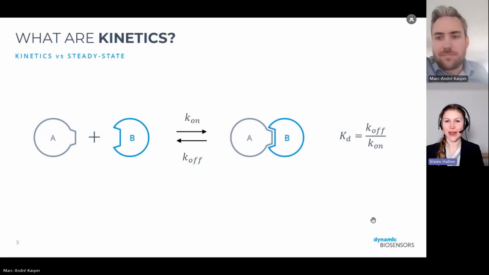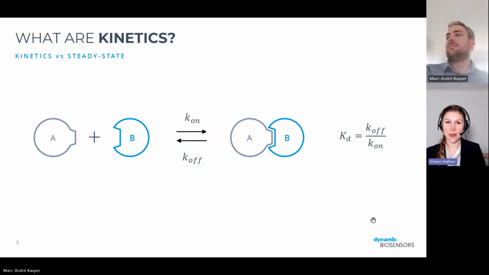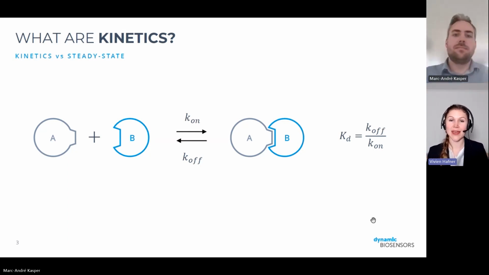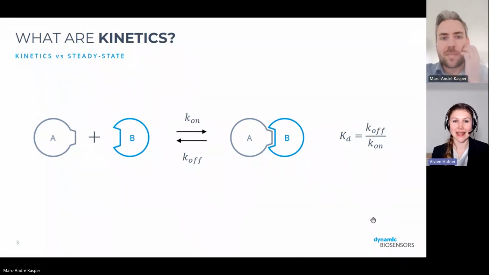For those of you who have never met Dynamic Biosensors, we are focusing on kinetic measurements. So we look at two interactants that interact with each other, and the interaction is usually described by the association rate K on and the dissociation rate in the unbinding event K off, and also the resulting affinity Kd.